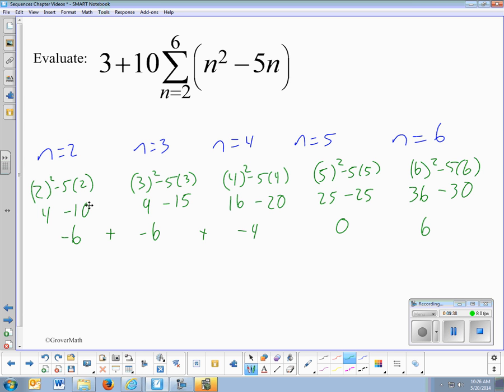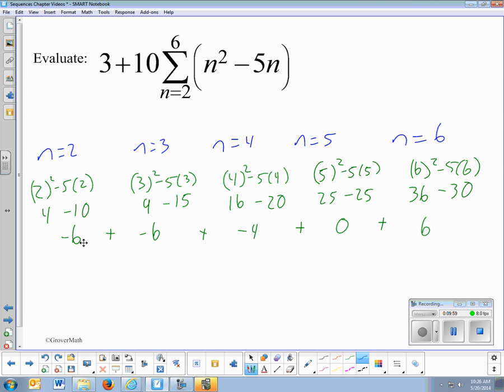And so let's see here. Did I make any mistakes? 2 squared is 4. 4 minus 10 is negative 6. 9 minus 15. 3 times 5 is 15. 9 minus 15 is also negative 6. 16 minus 20, negative 4. So I think I'm okay. This is the problem with the videos. If I make a mistake, there's nobody in class to point it out.